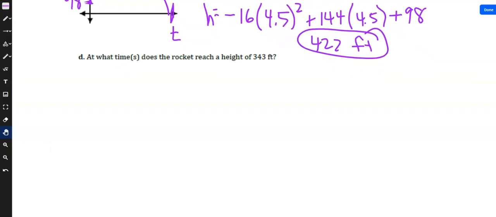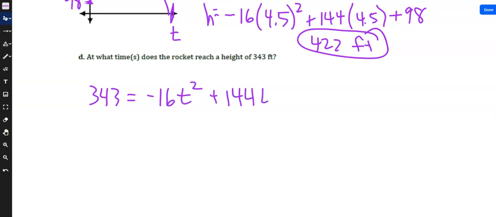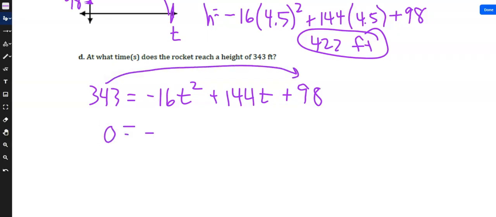At what time does the rocket reach a height of 343 feet? Okay, so they give me a height of 343 feet. We know the original equation looks like this. We know that it's going to hit that because 422 is the maximum height. So it's actually going to hit it twice, right? But remember, just like we talked about, you got to get it equal to 0 before you can actually do the quadratic formula. And no, I'm not going to complete the square with this. I'm going to go straight to the quadratic formula.